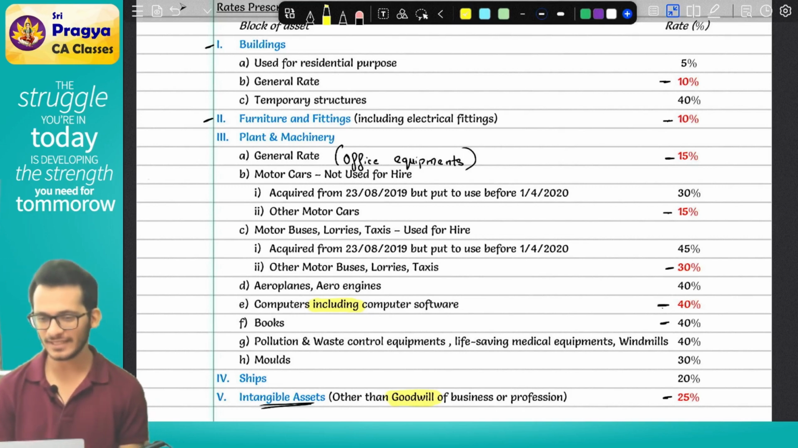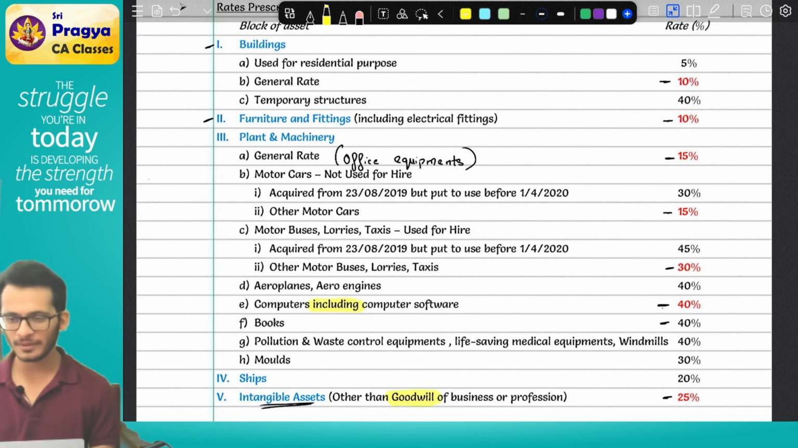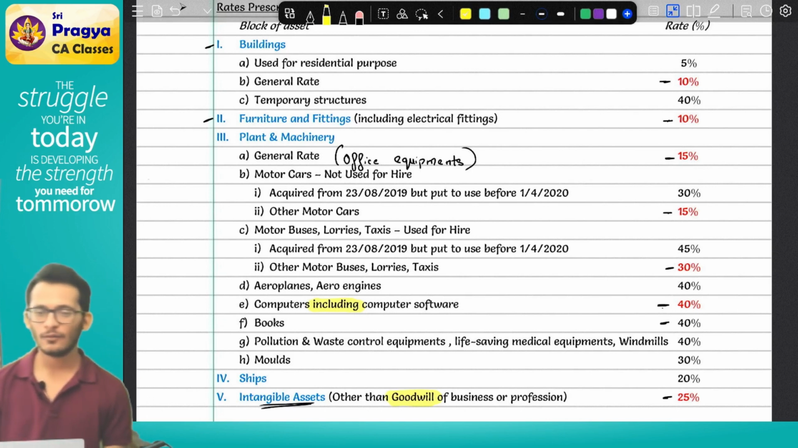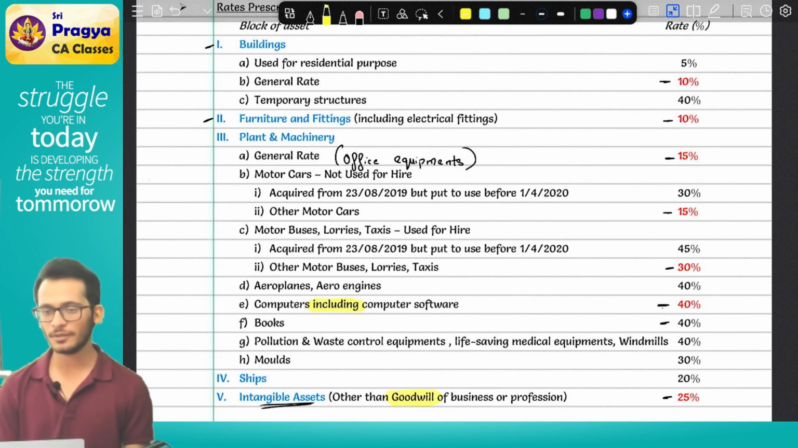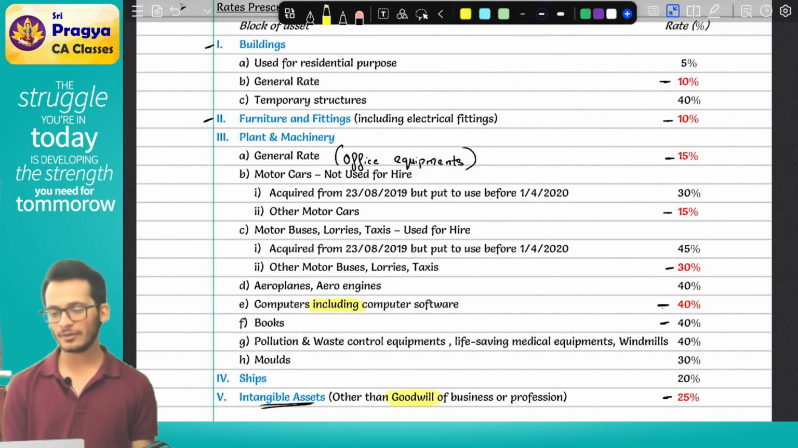You are the judge, ma. You decide what you want. That is why I am asking you. I want you people to become the future judges. Will you want it to be computer or plant and machinery? I am not telling you to think from an assessee angle. I am saying think from a law angle. Do you want it to be plant and machinery or a computer?